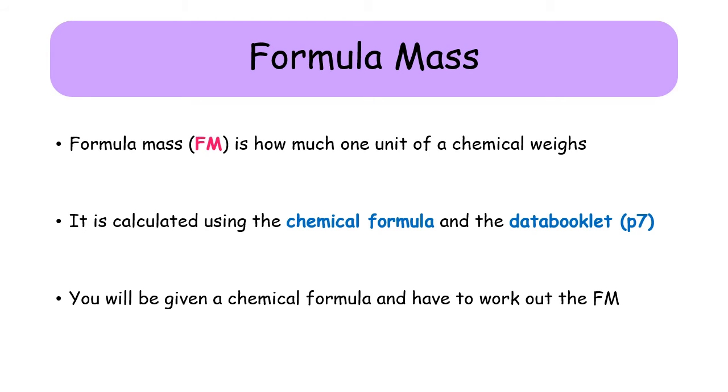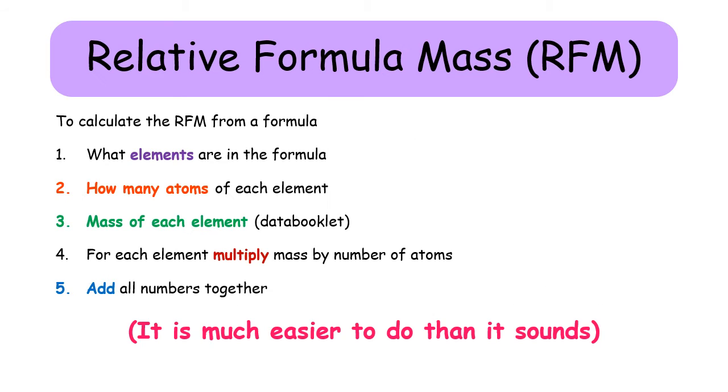And to calculate it, you need the chemical formula and you need the data booklet, specifically page 7. And on page 7 you'll be looking up the column called relative atomic mass. And you'll be given a chemical formula and be told to work out the formula mass. There's a few steps you need to follow, which sound more complicated than it actually is to do.